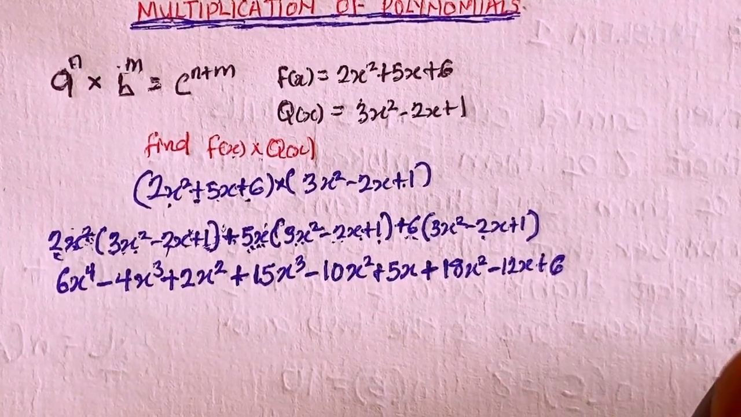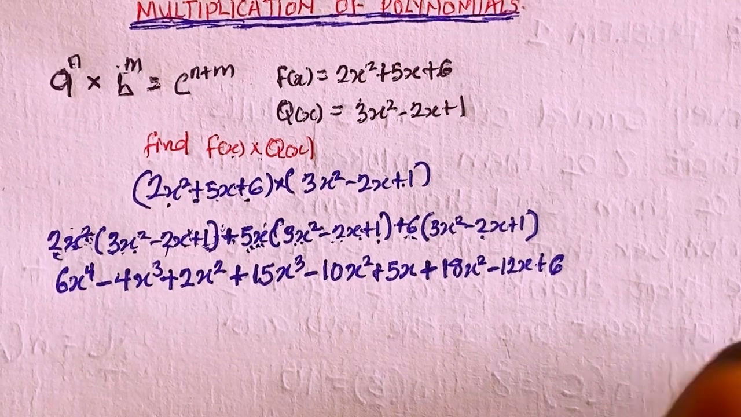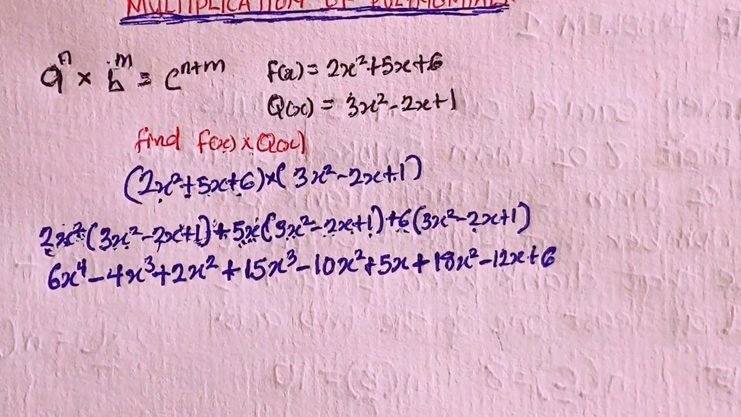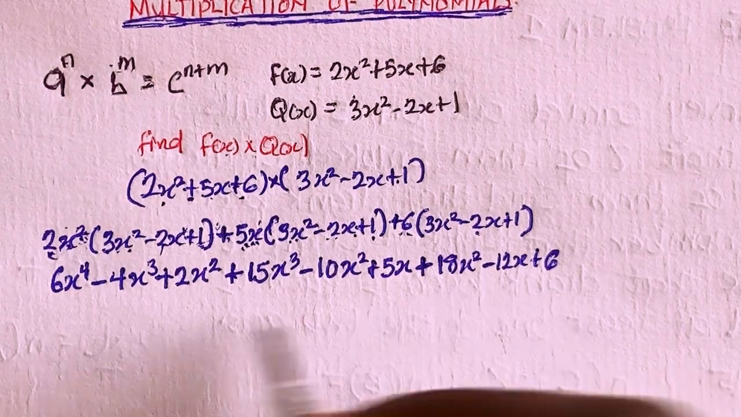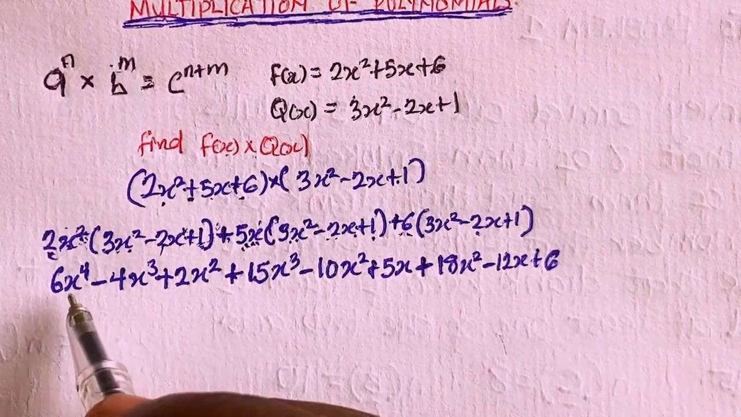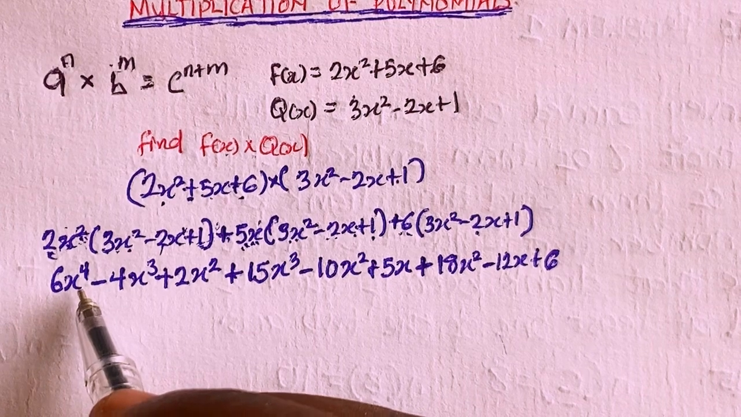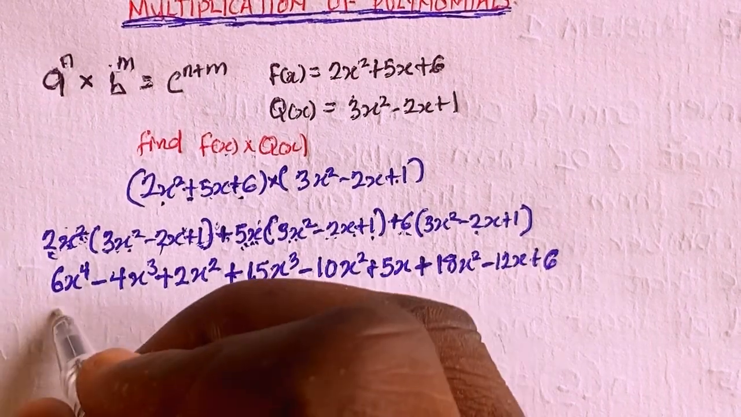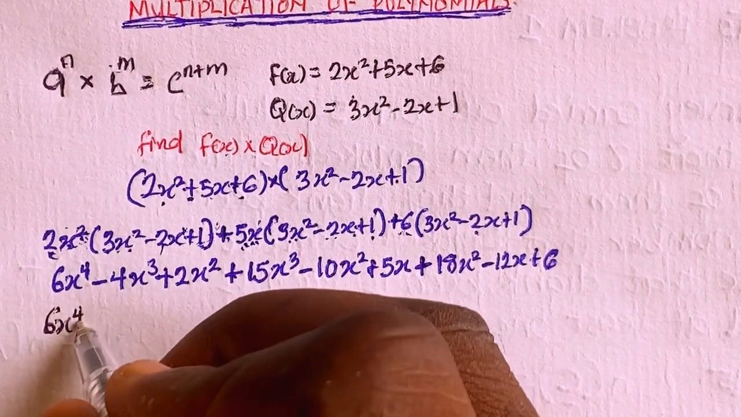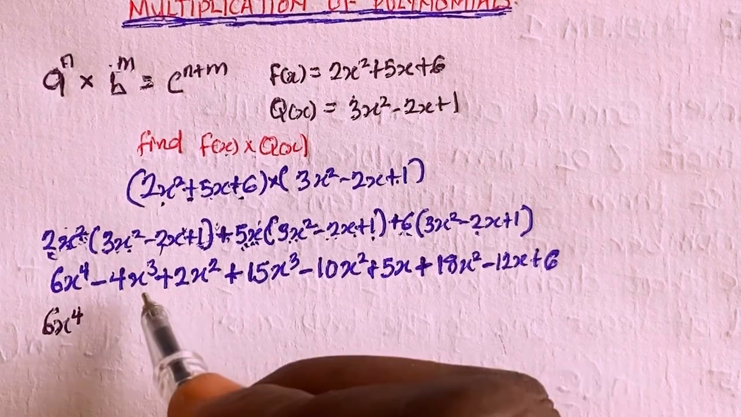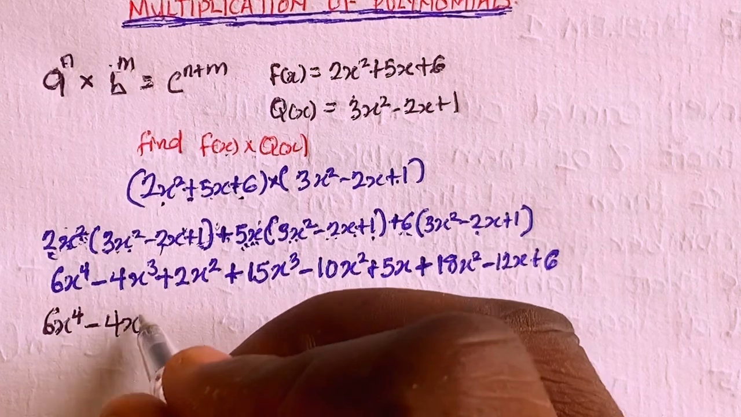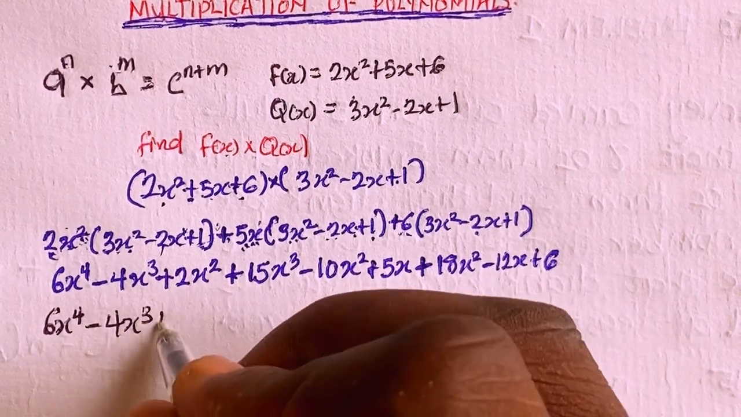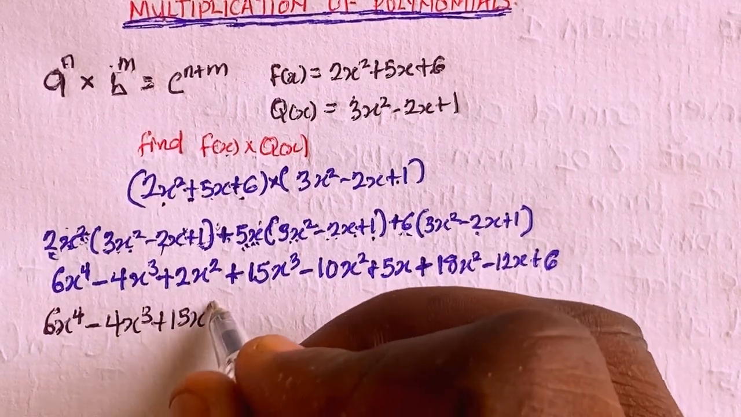Then what we are going to do here basically is that we go ahead and simplify. Going ahead and simplify this, first thing, we first calculate all the powers of x that are the same. So here we are going to have 6x raised to the power 4 being the highest power here. Then after that, we have minus 4x raised to the power of 3. Then here you have plus 15x raised to the power of 3.